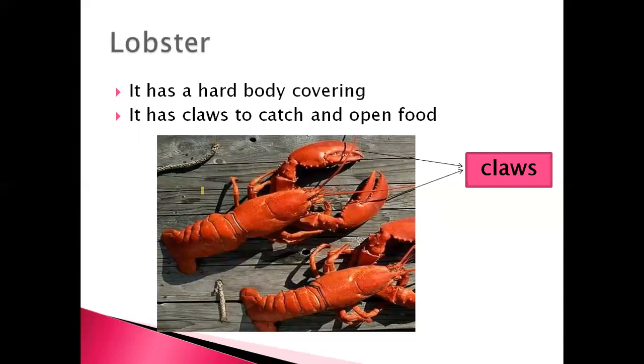The second animal is the lobster. Look at this lobster. Okay? It has a very hard body covering, as you see. And look at these claws here and this one. So these are what we call claws, or we can call them pincers. So the lobsters use the claws to catch and open food.